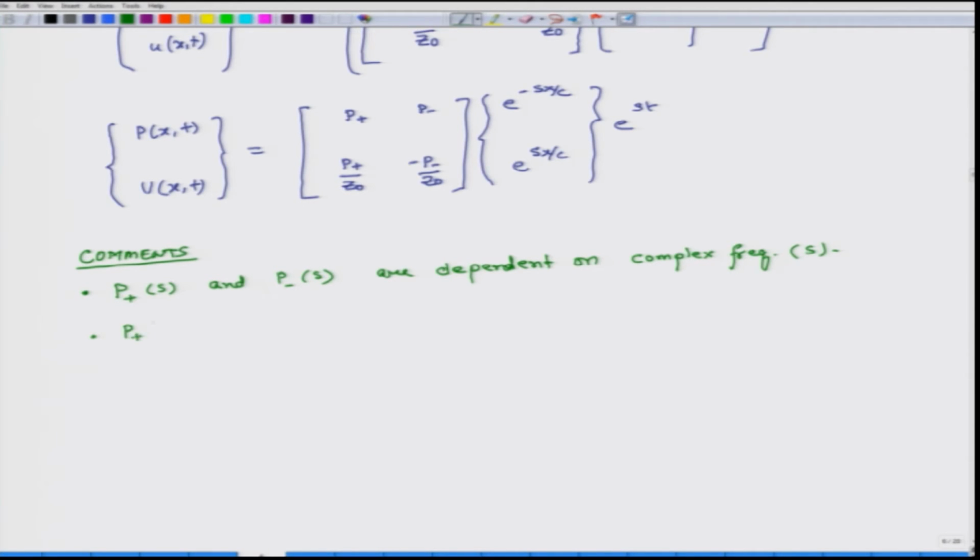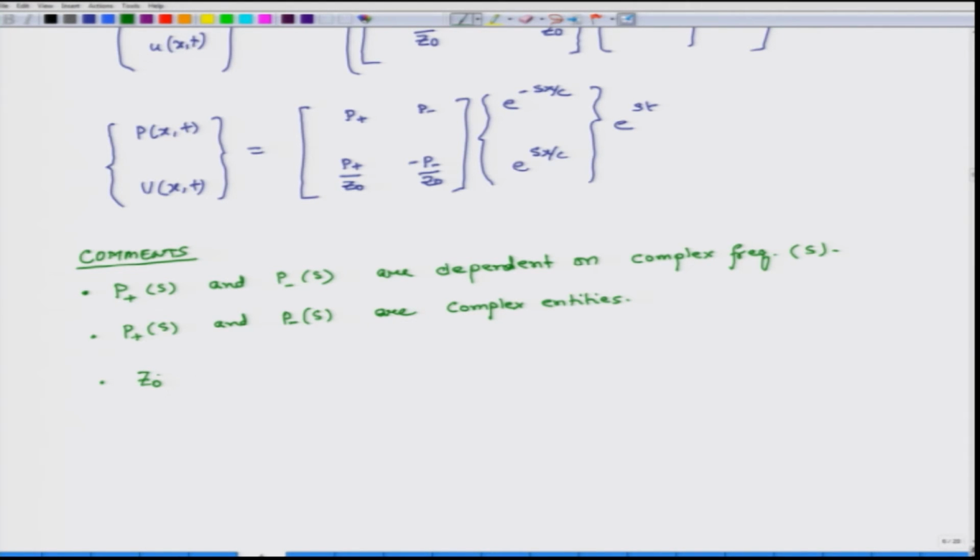Second thing is P plus of S and P minus of S are complex entities. Okay. They are complex entities in general. They can be real, but there is no reason why they have to be necessarily real.